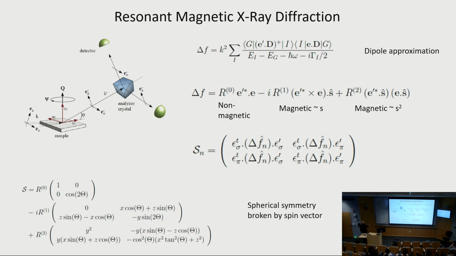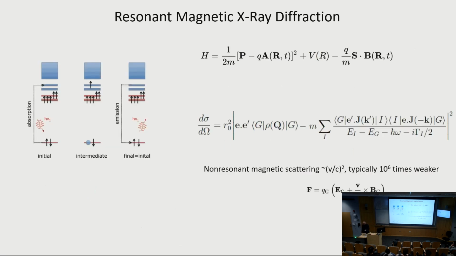All right. So, two things. Firstly, the signal gets enhanced because of the resonant effect. And secondly, I can ensure that the signal is coming from the magnetic order, not from the electronic order.